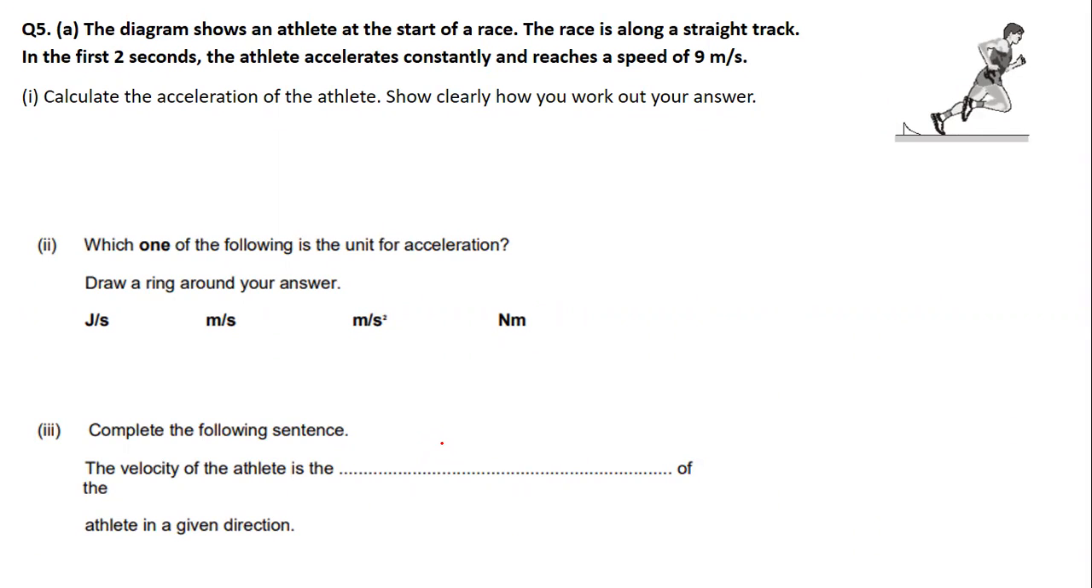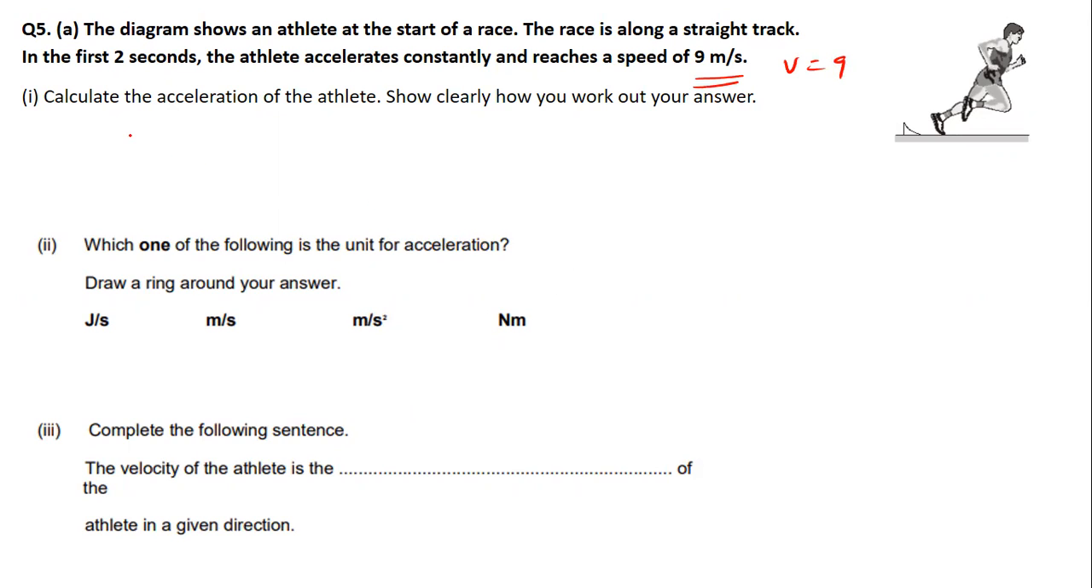The diagram shows an athlete at the start of a race. The race is along a straight track. In the first 2 seconds, the athlete accelerates constantly and reaches a speed of 9 meters per second. Does it mean he's moving with uniform velocity or accelerated motion? What kind of motion is this? It's an accelerated motion. Okay. So is this the initial velocity or final velocity? This is the final velocity, v equal to 9.